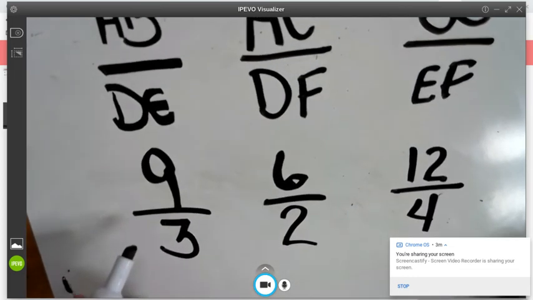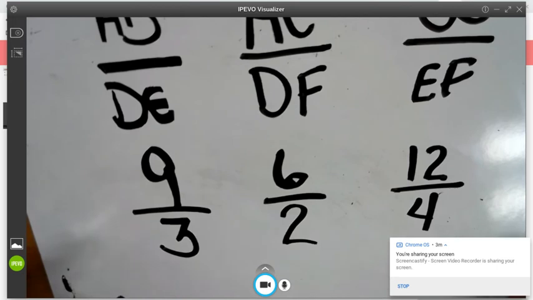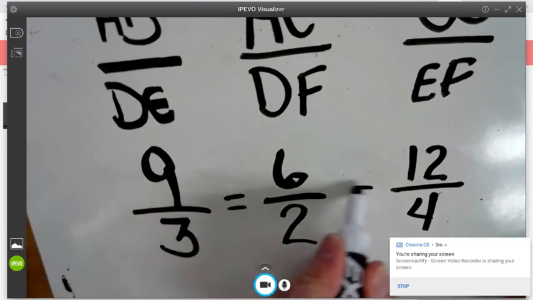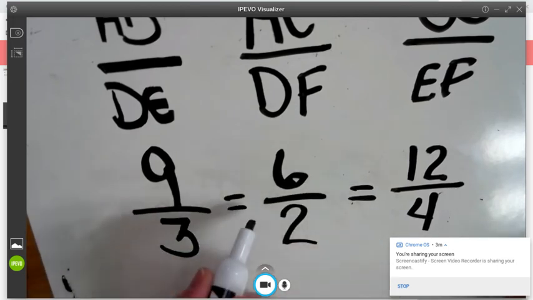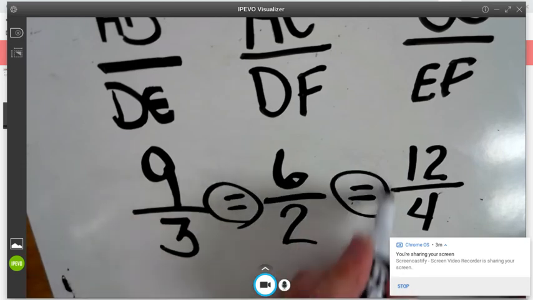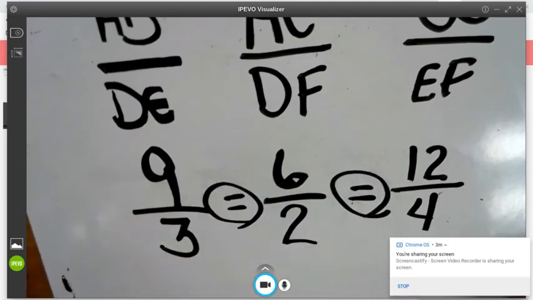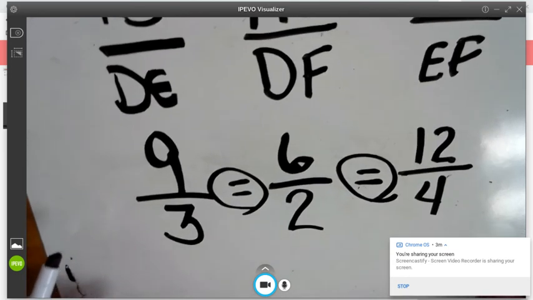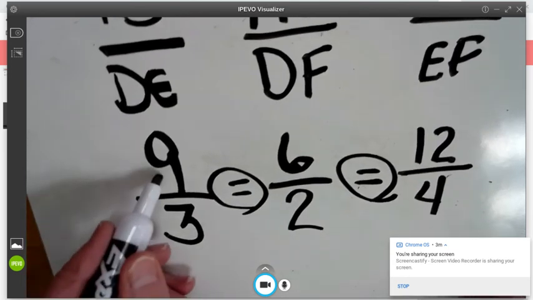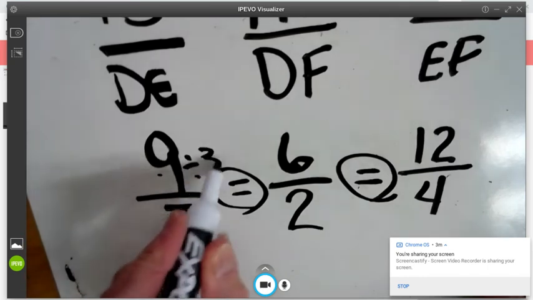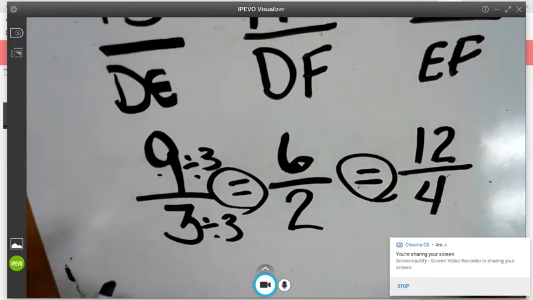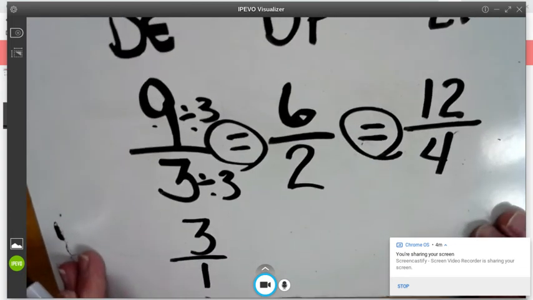So now I'm trying to answer my second question. Are these sides proportional? And proportional just means, are they equivalent? Are these fractions all equivalent? Well, to find this out, I'm going to simplify all of them. So to simplify 9/3, I'm going to divide both those numbers by 3. 9 divided by 3 is 3, and 3 divided by 3 is 1.